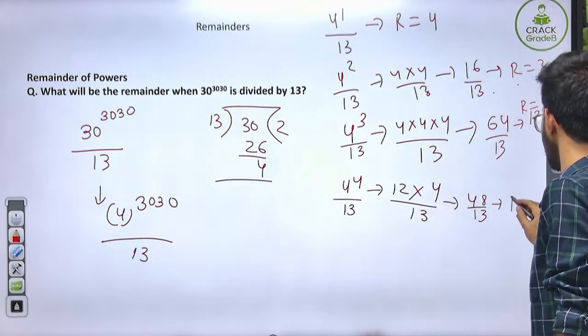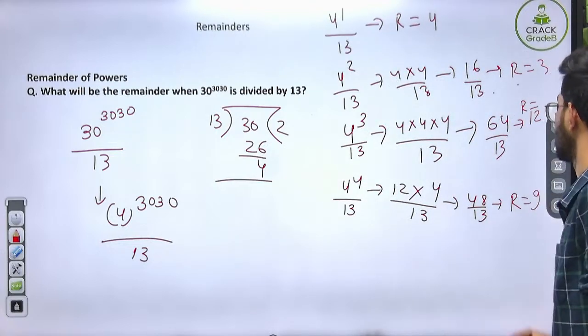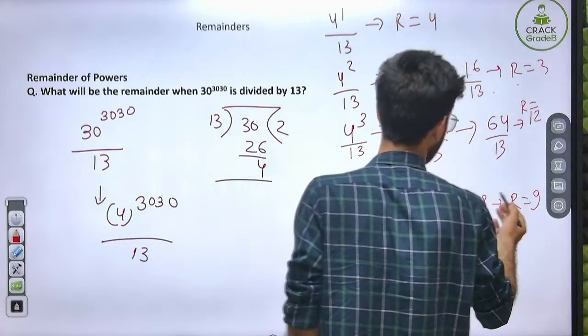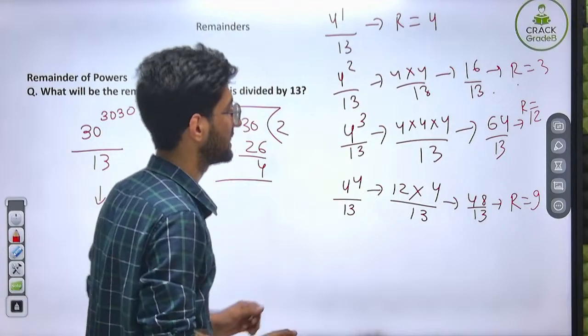This is equal to 48 by 13. So obviously this value is equal to what? This value is simple, that is 9. 13 into 3 is 39, so you will get remainder that is equal to 9.